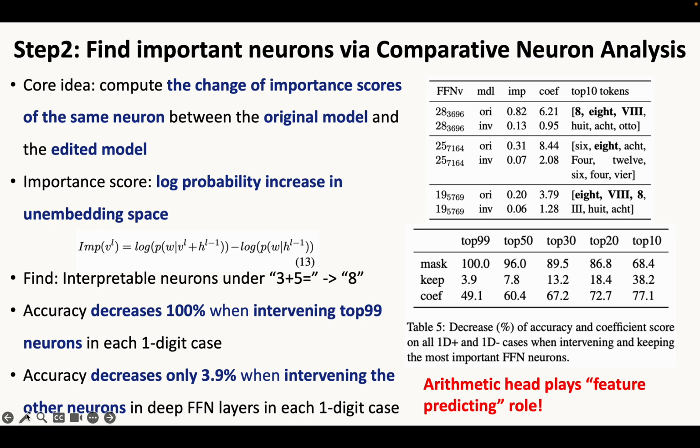We also apply this method in all the 1-digit cases and find that the accuracy decreases 100% when zero editing the top 100 neurons. A more surprising finding is that when we only keep the top 100 neurons and mask all the other neurons in deep FFN layers, the accuracy only decreases 4%. This indicates that the important neurons are very concentrated, and model pruning at the neuron level is possible.